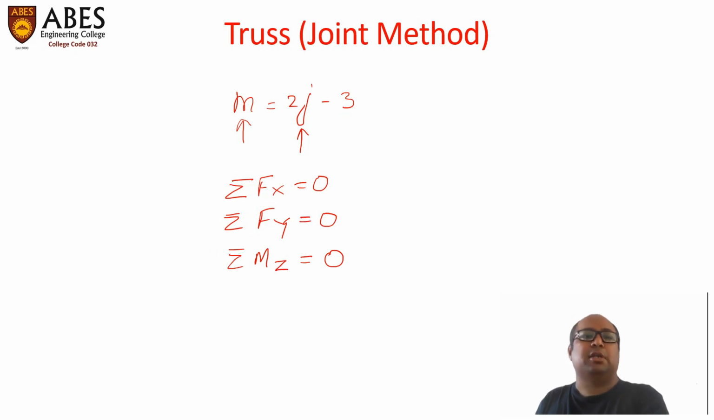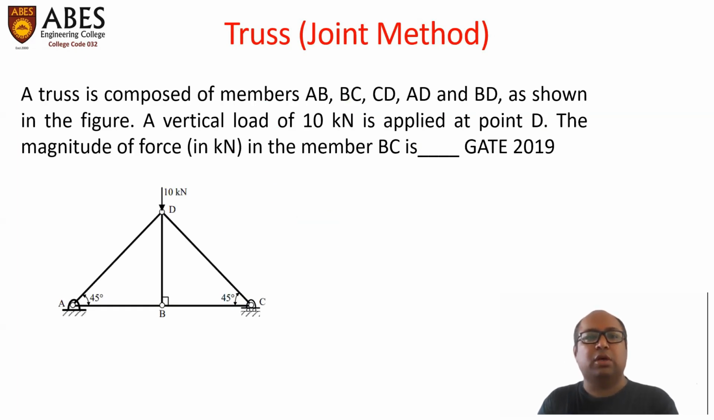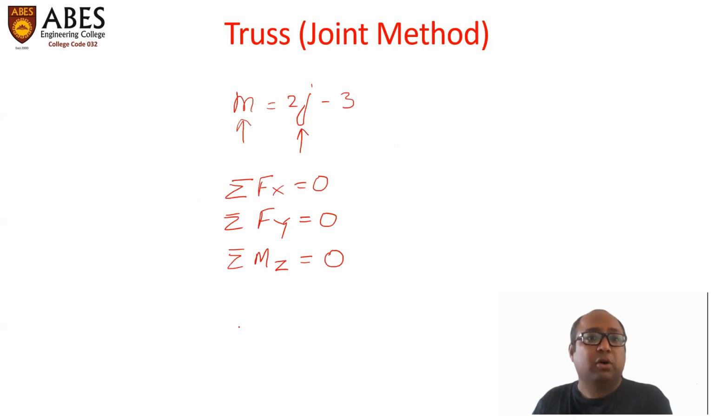Now let us come to the problem itself. This problem was asked in GATE 2019. A truss is composed of members AB, BC, CD, AD, and BD, as shown in the figure. A vertical load of 10 kilonewton is applied at joint D. Find the magnitude of force in the member BC. So we are interested in finding the force in the member BC. Let us check whether it is statically determinate or not.